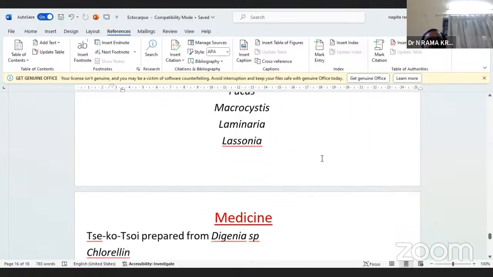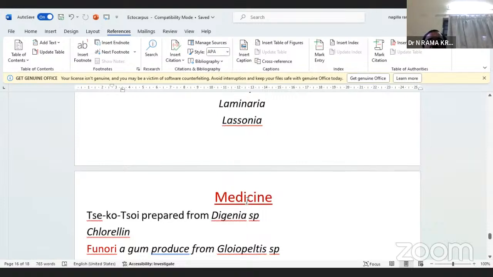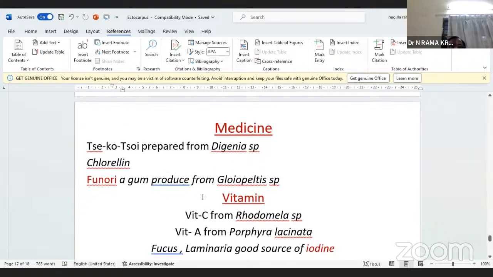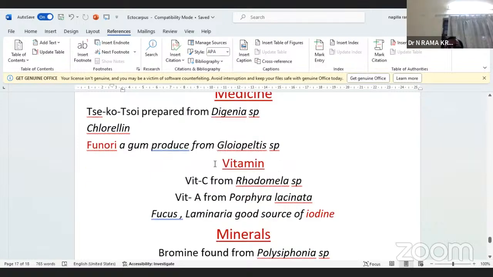So this is about agar agar. These are all the plants used. Next, now you see here, some of the algae are used as medicines. The best example is Chlorella. Funori is a gum-producing form, and here this one is a source of vitamin C. Rhodomela species, and vitamin A from Porphyra lancinata.